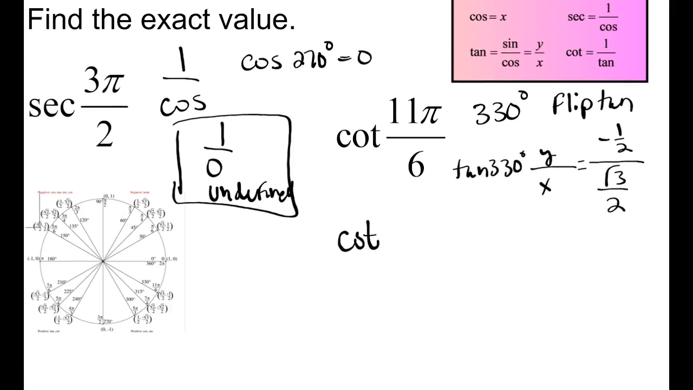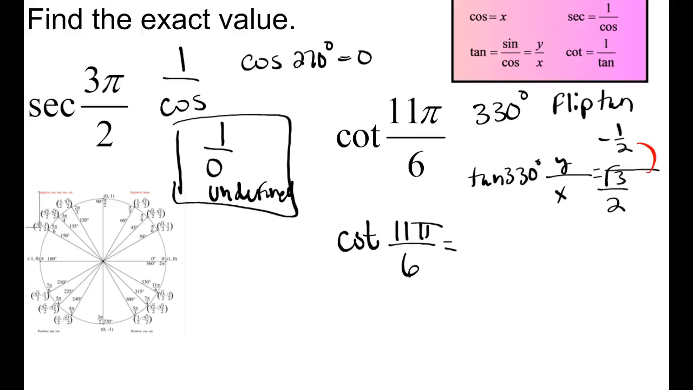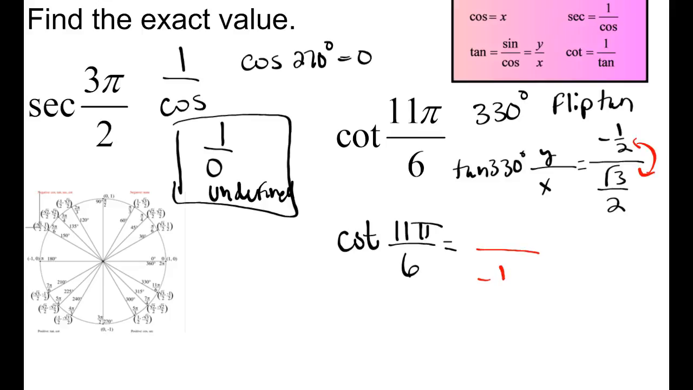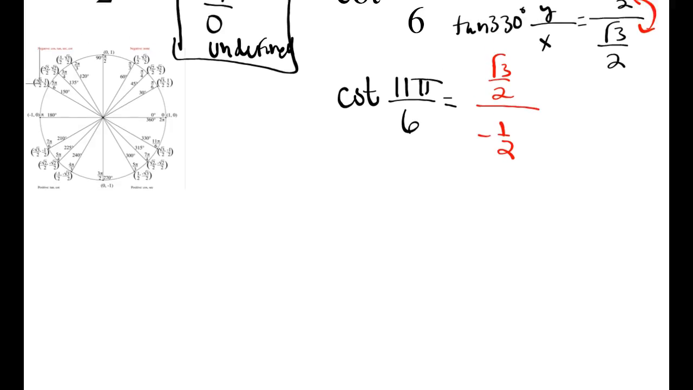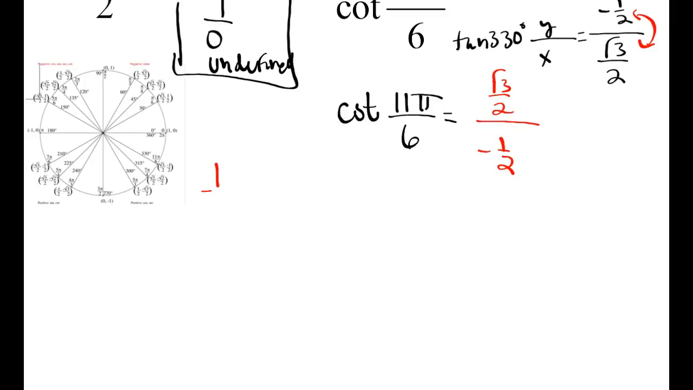So the cotangent of 11 pi over 6 is equal to, I need to take this, and these guys have to flip places. So my denominator is negative 1/2. My numerator is the square root of 3 over 2. But you can't leave your answer like that. We've got a fraction over a fraction. If you remember how we divide fractions, it's keep, change, flip. So if I have 1/2 divided by 5/7, I take 1/2, keep, change to multiplication, 7 over 5, I get 7/10.